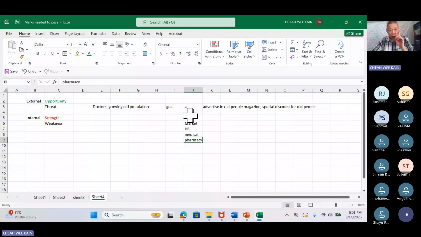Now, what happens if this goal was made wrongly? Because you do not understand this one. If you do not understand this one, so this goal was made wrongly, and of course, individual departments, even though they follow the goal, but the goal was wrong, your company is also in problem.